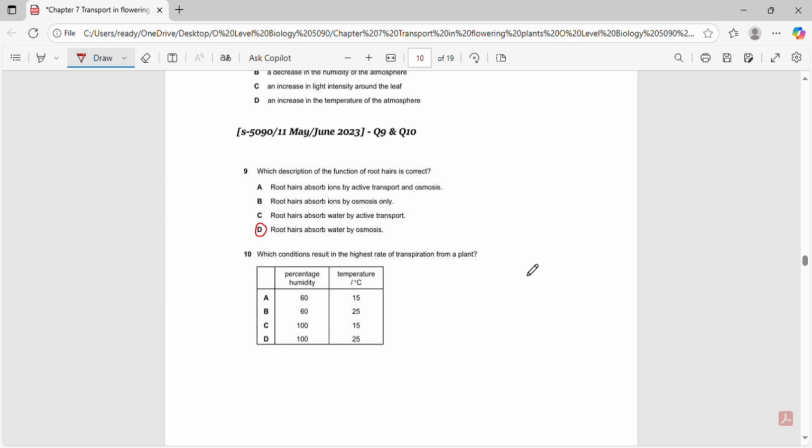Now, we know transpiration is fastest when the air is warm and dry. Low humidity means there's a steep water vapor gradient, and higher temperature speeds up evaporation. So the answer is B. Transpiration rate is greatest when humidity is lower and temperature is higher, so option B gives the highest rate.